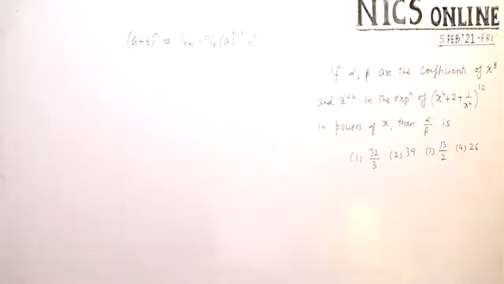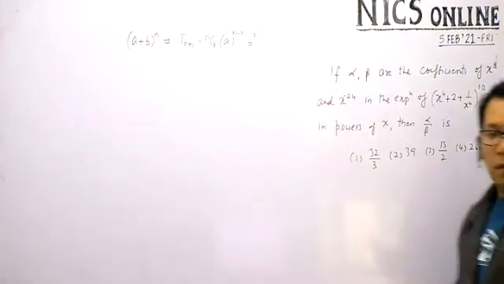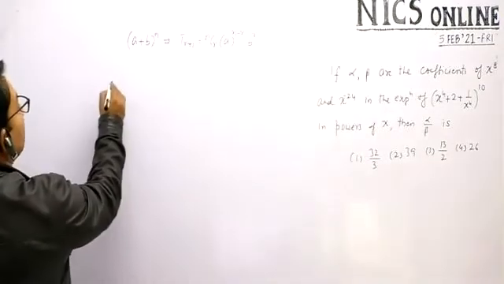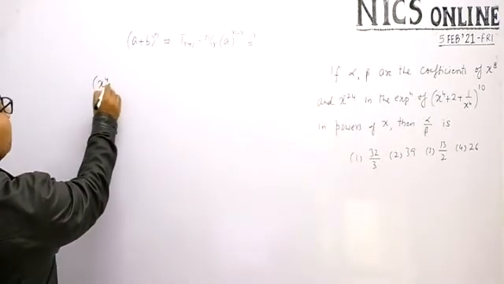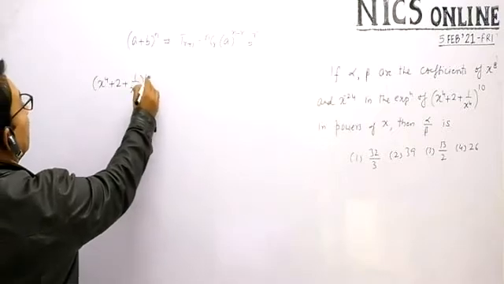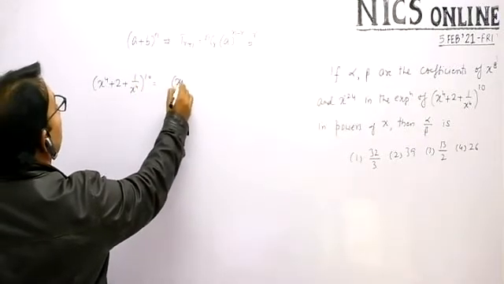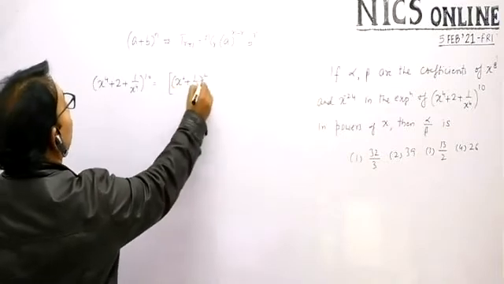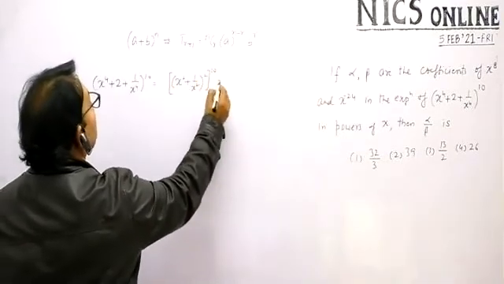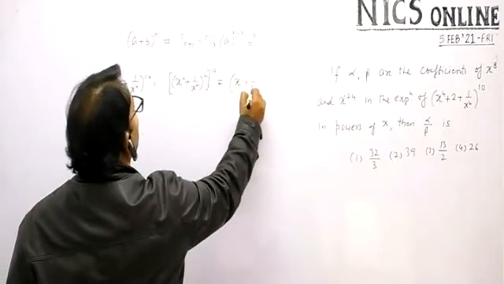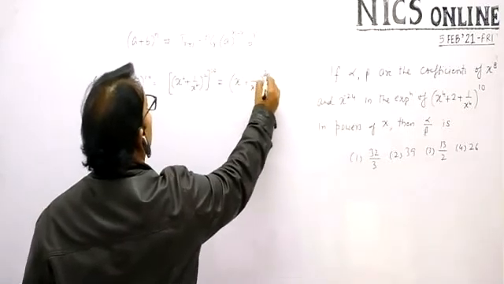Convert this into binomial. So take a notice, x to the power 4 plus 2 plus 1 by x to the power 4, to the power 10, I can write as x square plus 1 by x square to the power 2, whole raised to the power 10. Okay, so this is x square plus 1 by x square to the power 20.